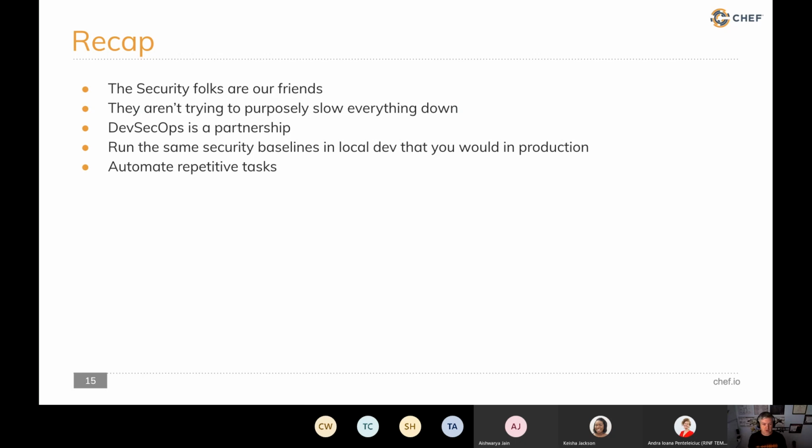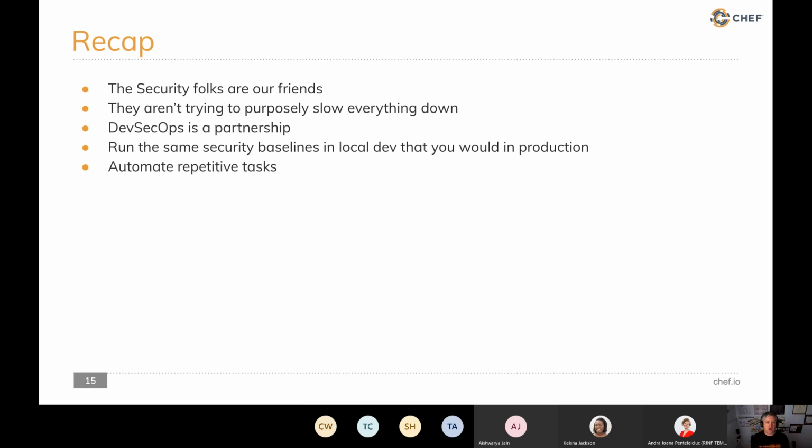So we want to extend the same partnership that we've done with development and operations in the DevOps model. We want to include the security folks in that as well, and we do that by doing a very DevOps thing. We go talk to them. We educate them. We include them. We ask them for their input. We make them a valuable member of the team, and we make everything better in the process.